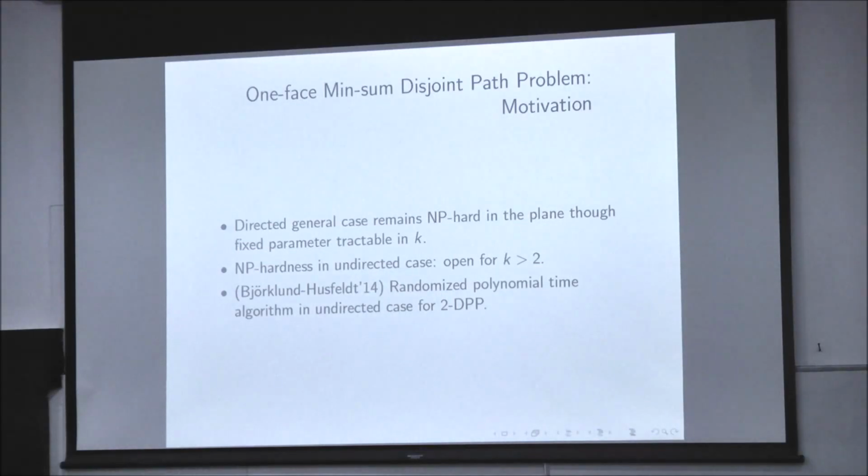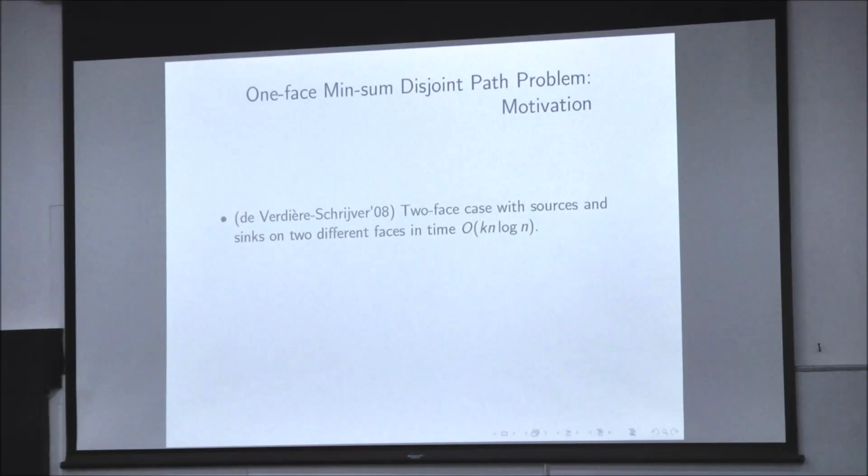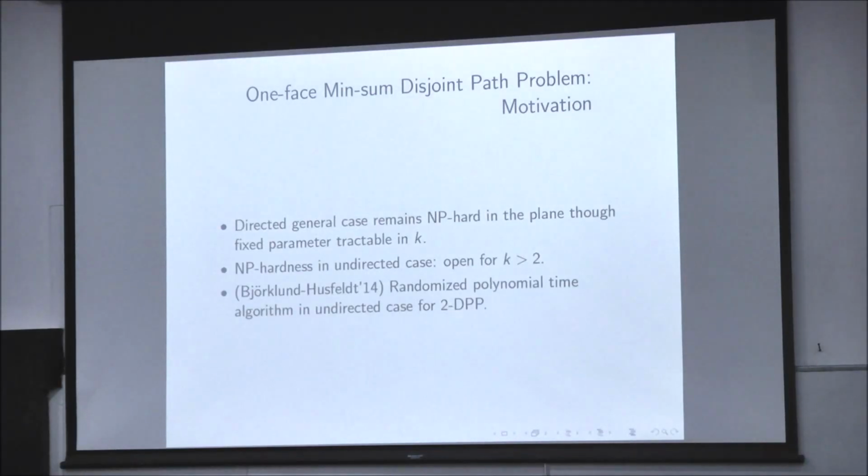recently Bjorklund and Husfeldt showed that there is a randomized polynomial time algorithm in the undirected case for the two terminal problem. Not necessarily in the plane, in general. Which kind of shows how difficult the problem is, that even special cases are quite hard. And we don't know too much about, say, 3 disjoint paths.